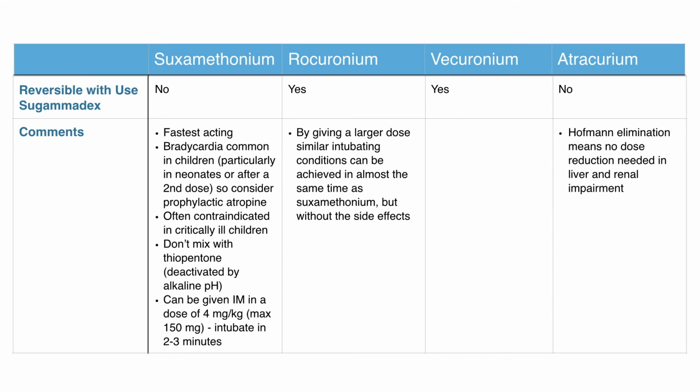A useful feature of atracurium is that it is metabolized by Hoffmann elimination, which means you don't need to reduce the dose in liver or renal impairment. And this is much more important when the muscle relaxant is given by continuous infusion in the intensive care unit rather than after a single bolus dose.